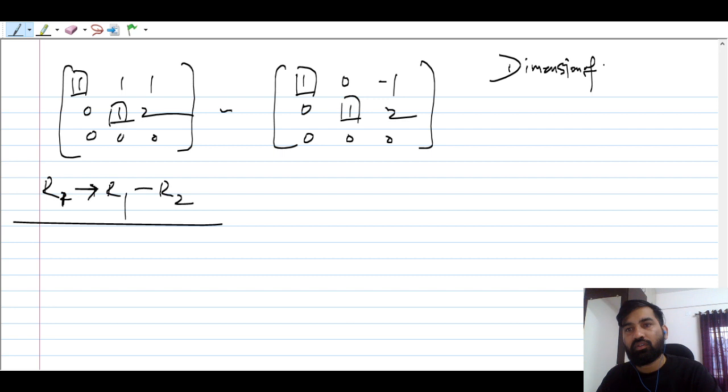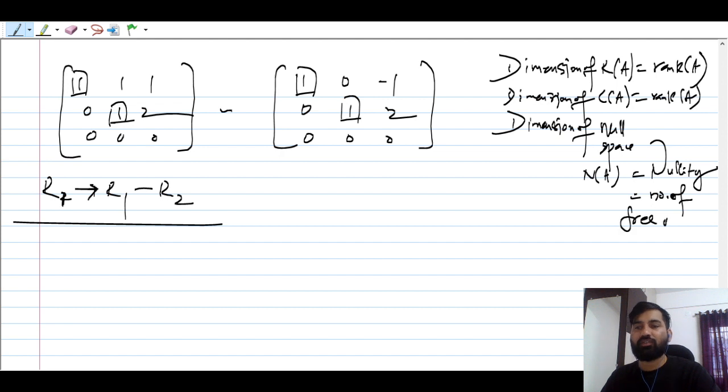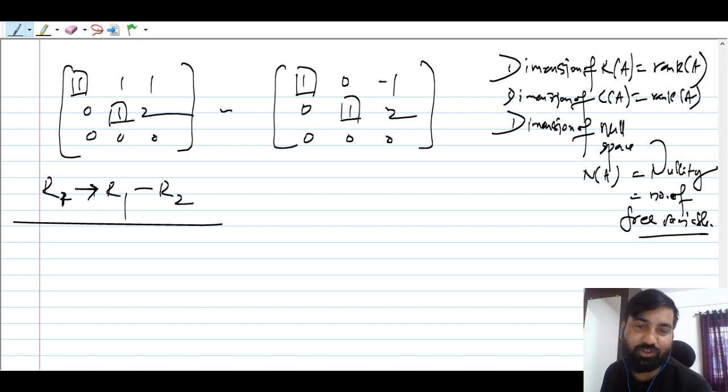Maine kya bataya? Dimension of row space is rank. Dimension of column space is going to be rank. Dekho, ye sab definition same hai. But if I ask the dimension of null space, we call it n of a null space, which is equal to nullity, or you can say the number of free variables. Okay. Don't compare this nullity with the rank. Nullity is going to be always less compared to the rank, that you have to remember, right? Ye acche definitions hai. Agar koi aapse poochta hai dimension of the null space kya hai, to aap bata sakte ho ki nullity is basically the dimension of null space. Okay. That you can always talk about. So I think this is clear, right?